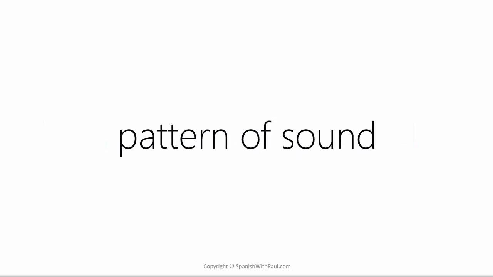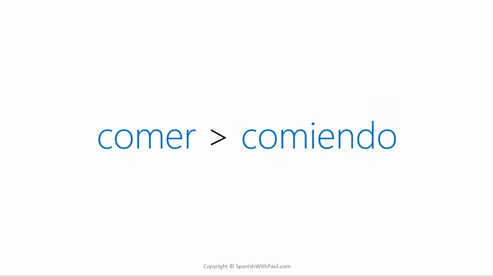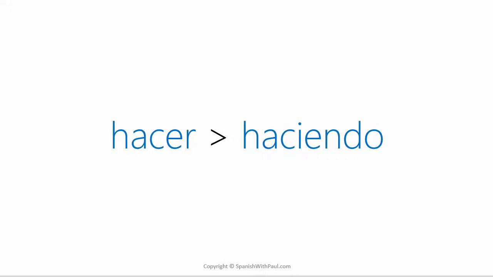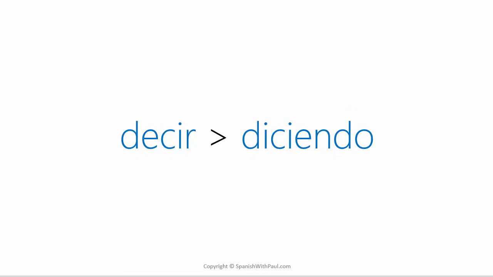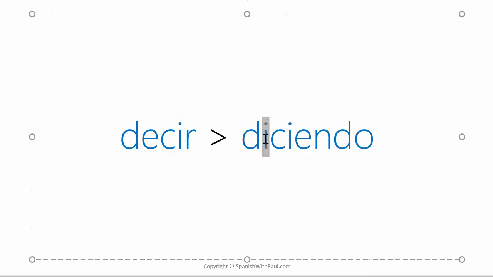Once again, notice this pattern of sound. We have comer to comiendo, hacer, haciendo, and decir, diciendo. In every case, the sound is yendo for these verbs that do not end in AR. The only thing to be aware of is that decir has this slight little change up here in the stem. It goes to diciendo. Some verbs in Spanish just want to go their own way. They rebel against the normal patterns here and there, and decir is one of those verbs.